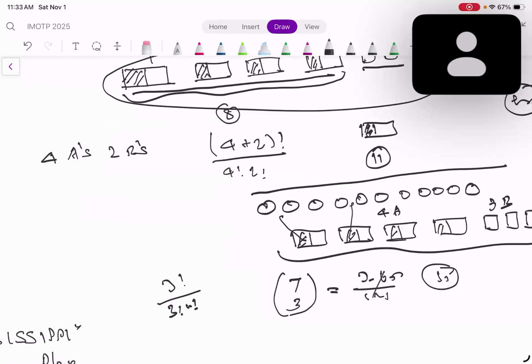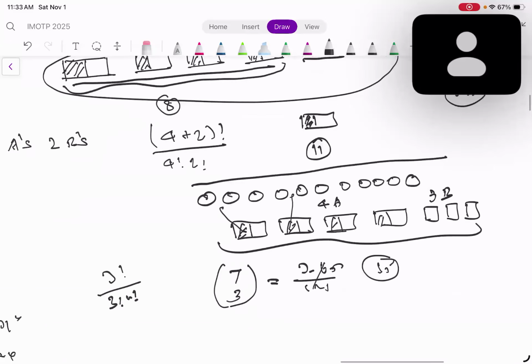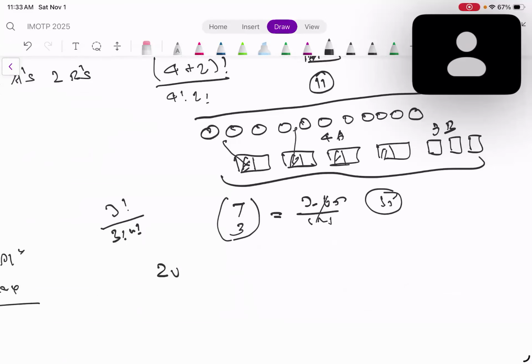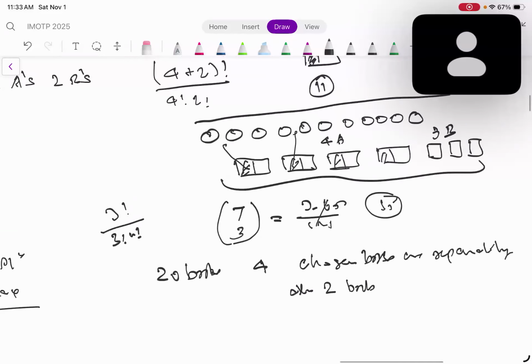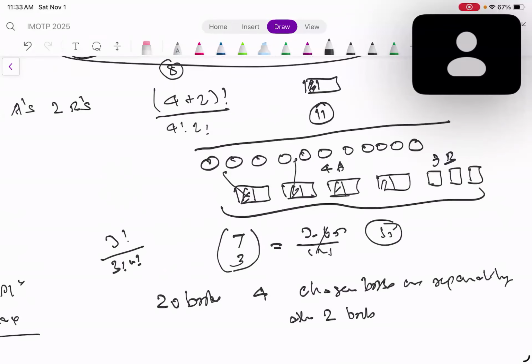Now think. I have 20 books. I want to choose, let us say 4, so that the chosen books are separated by at least 2 books. Now, what modification should I make in this? Sir, add 2 dummy variables.